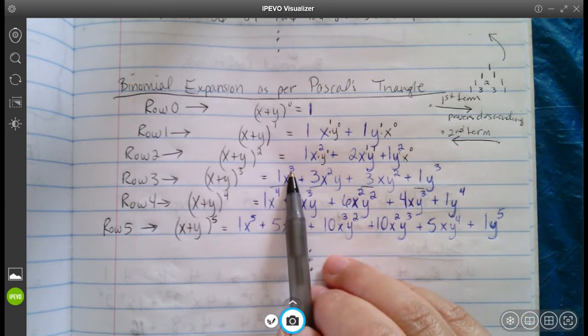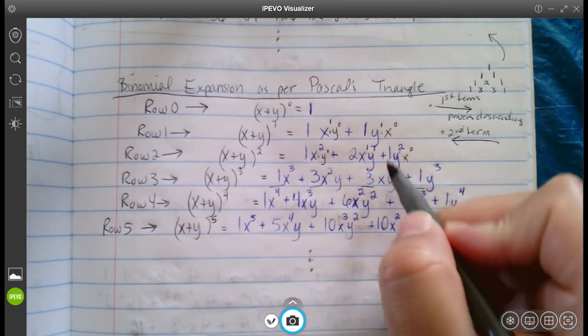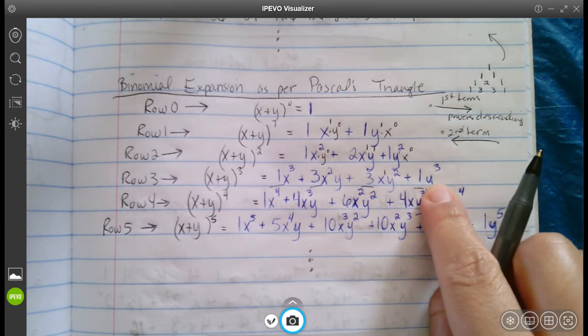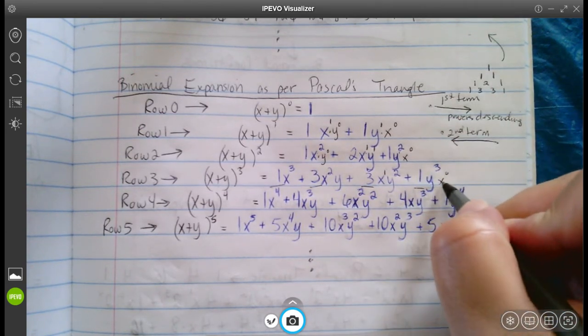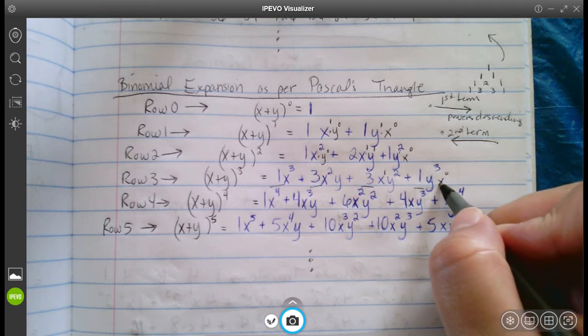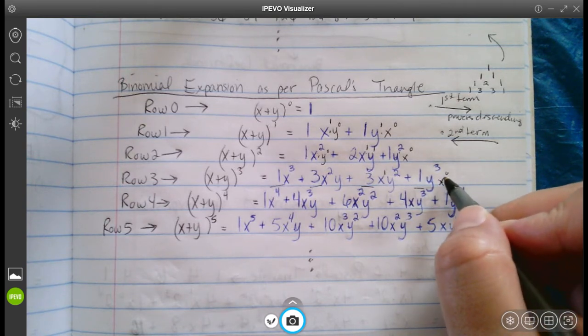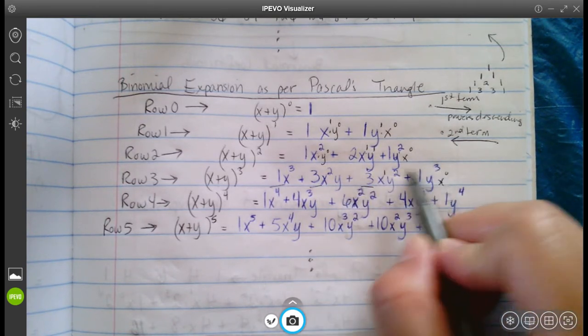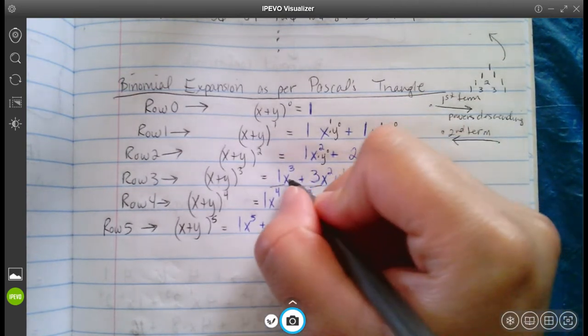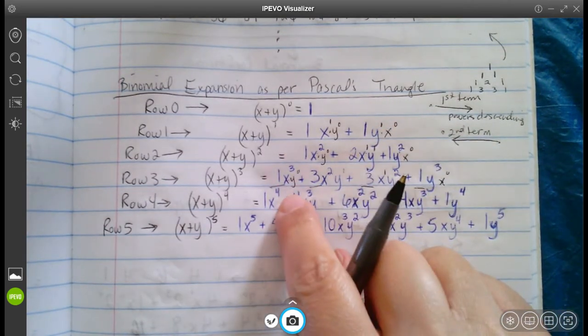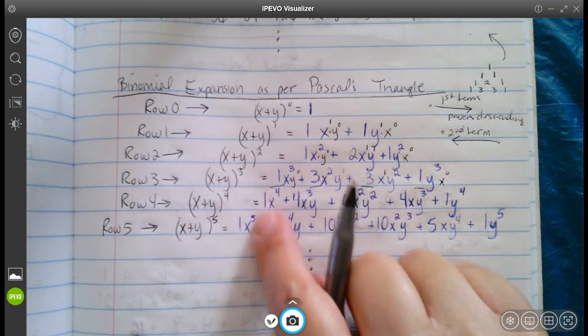My x's are going down, so 3, 2, 1. Remember x to the 0 power. We don't really have to write it because it's just equal to 1, but it's there, okay? And the y's go the other way, so 3, 2, 1. And again, my y to the 0 is right here. Don't really have to write it because it's just equal to 1. And the same thing applies.